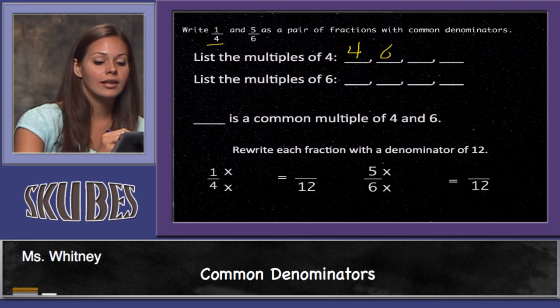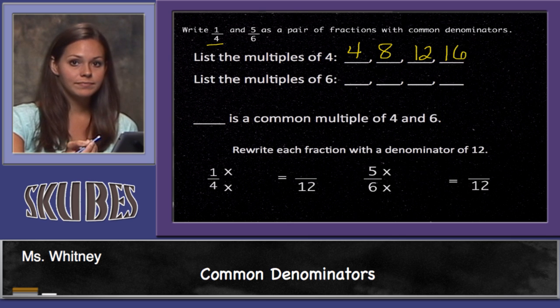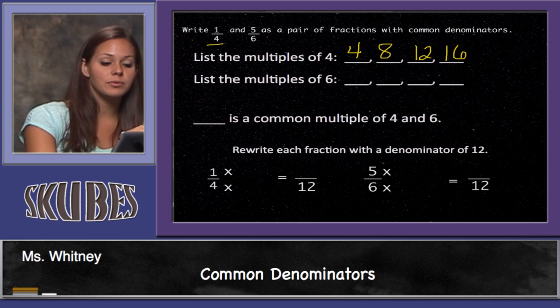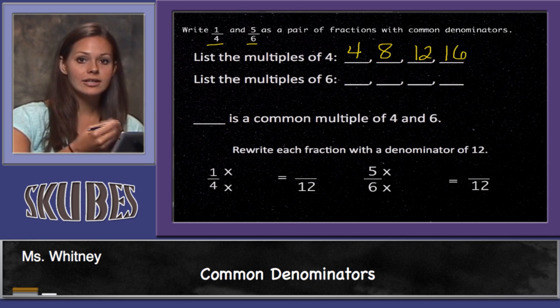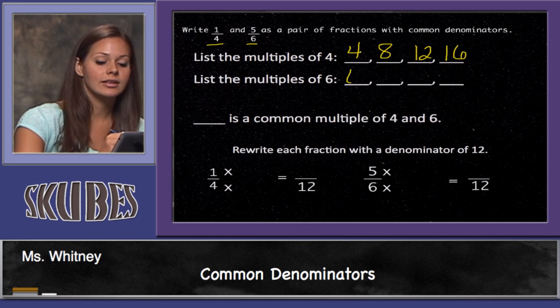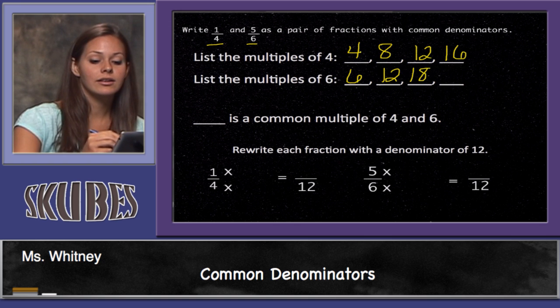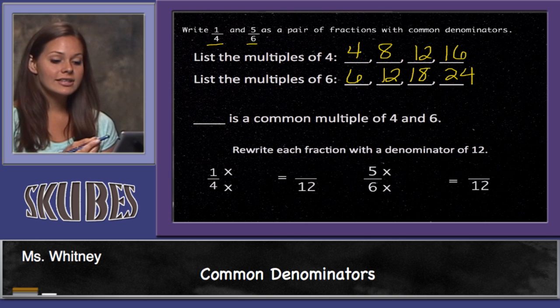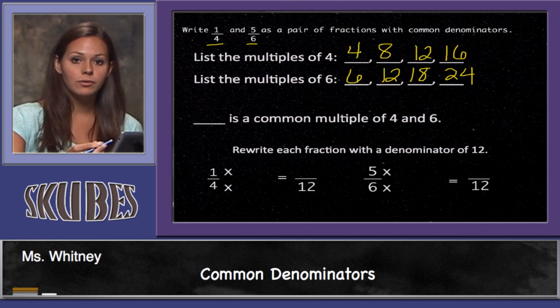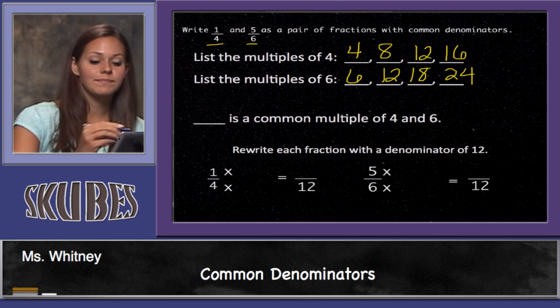4, 8, 12, 16. Now let's list the multiples of the other denominator, 6. 6, 12, 18, 24. Now let's look and see if there's a common multiple of 4 and 6.